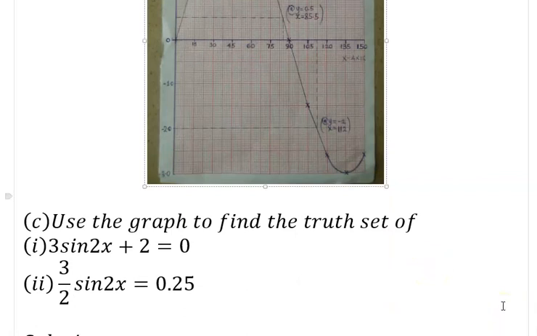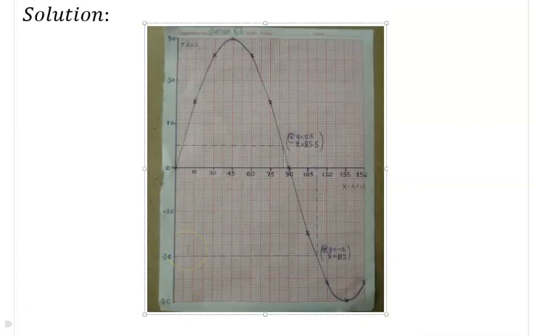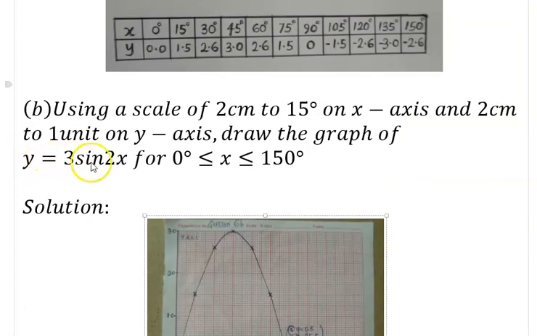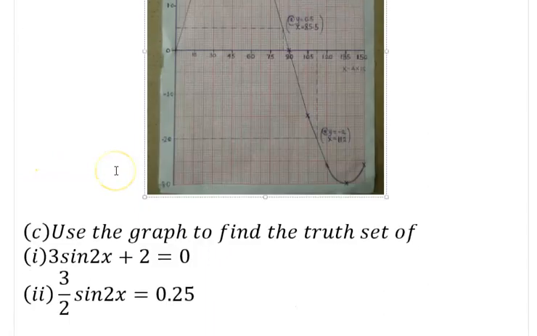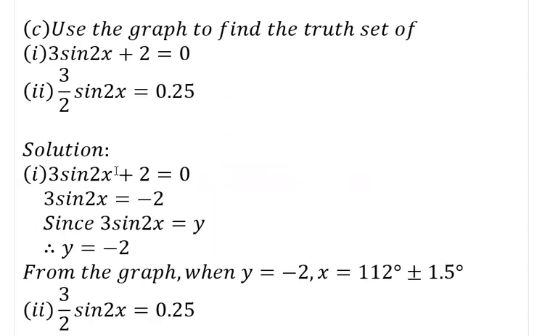Now for the C part, they say use the graph to find the truth set of 3 sine 2x plus 2 equals 0 and 3 over 2 sine 2x equals 0.25. So the question asks you to look for the truth set when 3 sine 2x plus 2 equals 0. Don't forget, you've been given y to be 3 times sine 2x. That makes your job easier. So what you just need to do is make this 3 sine 2x your subject of the formula.